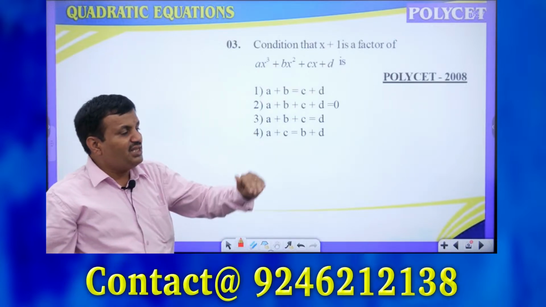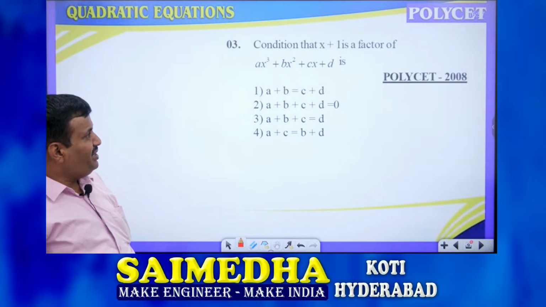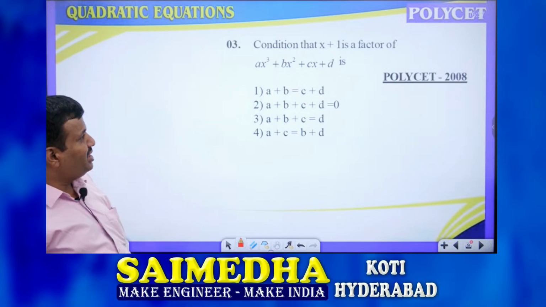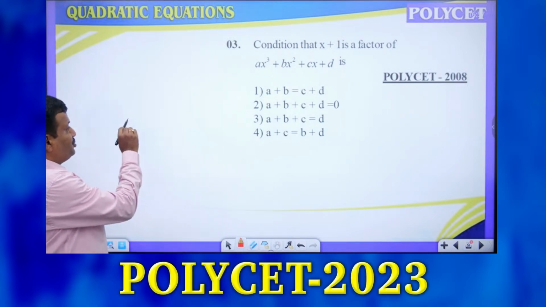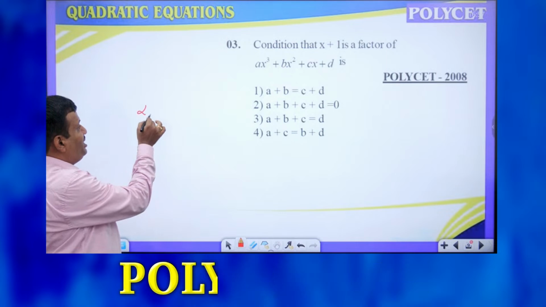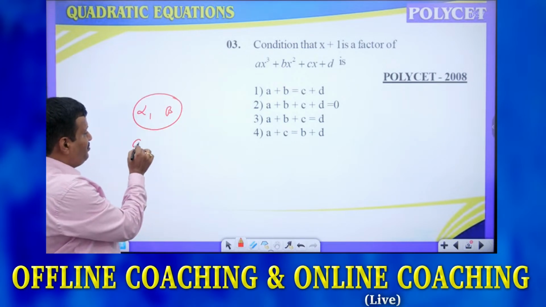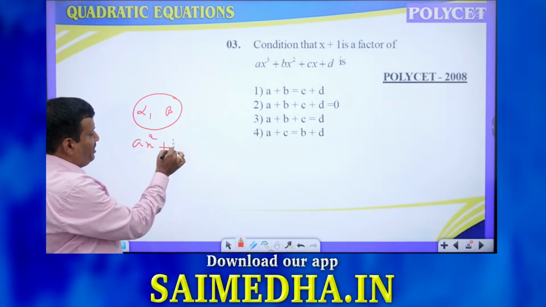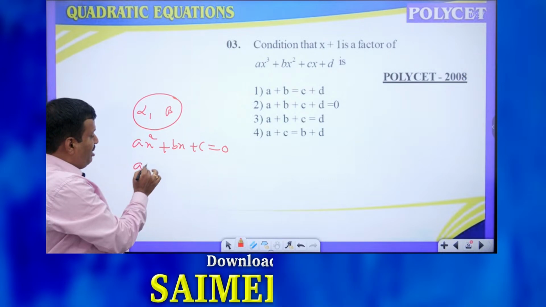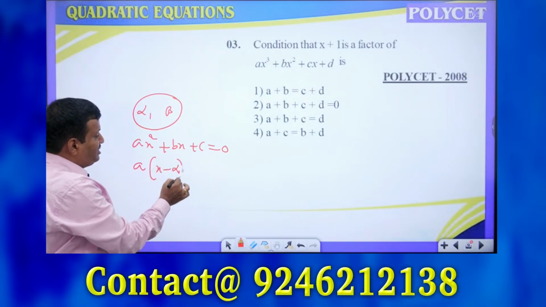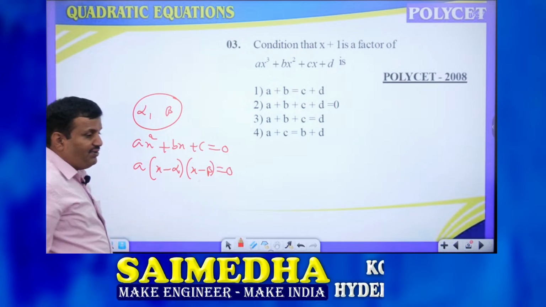Condition that x plus 1 is a factor of ax cube plus bx square plus cx plus d is. Factor means here ఇక్కడ చూసుకుంటే మీరు ఫ్యాక్టర్ ఆల్ఫా అండ్ బీటా ఆర్ ద రూట్స్ ఆఫ్ ద ఈక్వేషన్. దెన్ యూ కెన్ రైట్ దిస్ ax square plus bx plus c equal to 0 ని a కామన్ గా తీసుకొని x minus alpha into x minus beta equal to 0 ఈ విధంగా రాసుకుంటాము.